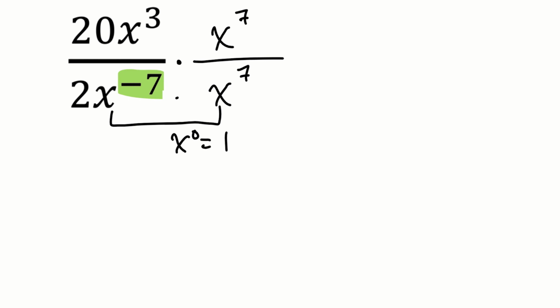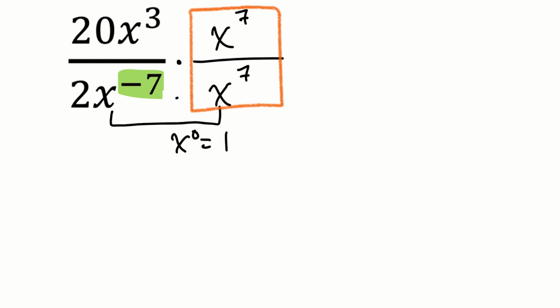I have to do it in both the numerator and denominator. When I put a value of x to the 7th in both the numerator and denominator, you can see I'm multiplying by the number 1, which does not change the value of this expression. We're just changing its format. That's the beauty of multiplying by 1. It allows us to manipulate how something looks without changing what its value is.